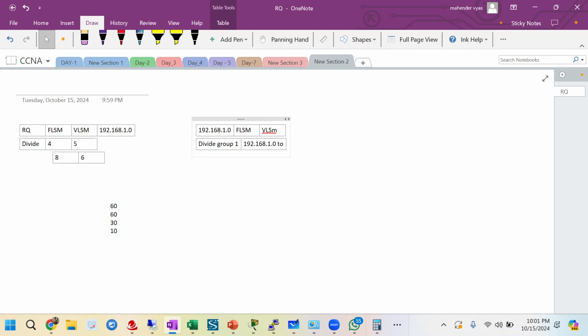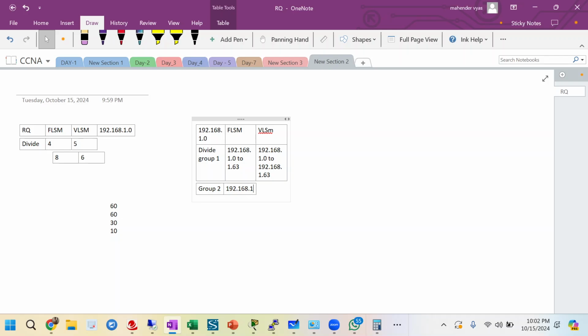1.0 to 192.168.1.63. This is the first group's address range. In VLSM it would be the same, the first group would be the same: 192.168.1.0 to 192.168.1.63, because our requirement of 60 gives us 64 addresses. Now divide group 2.